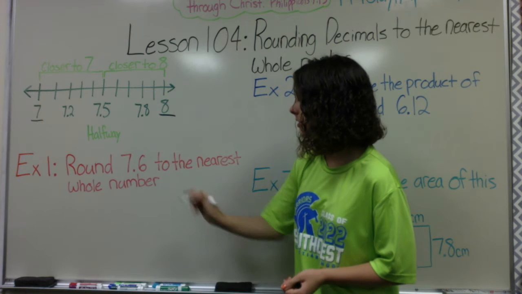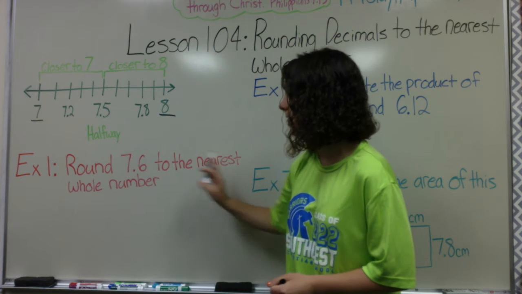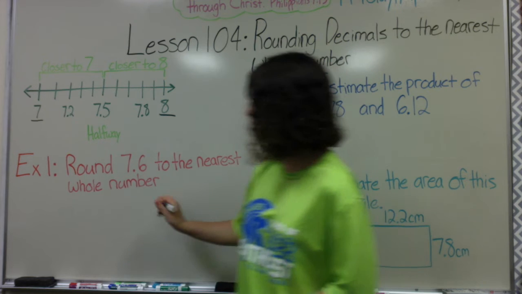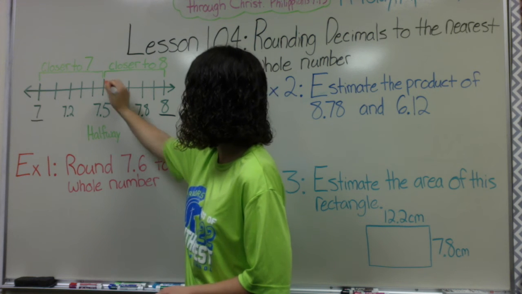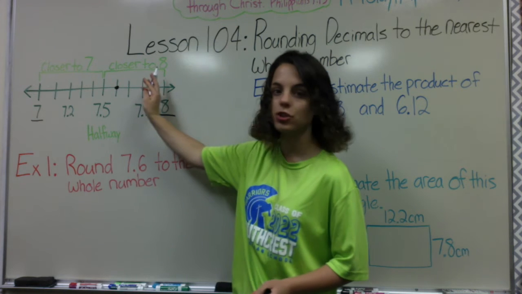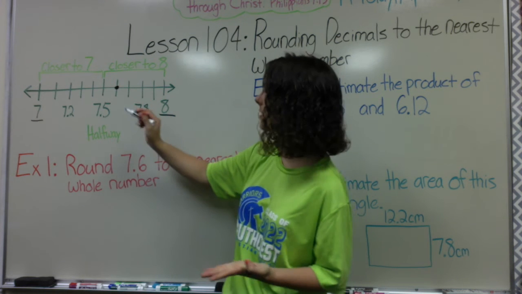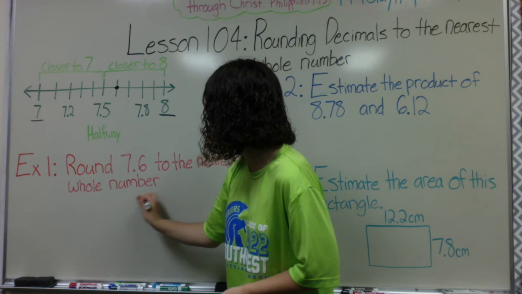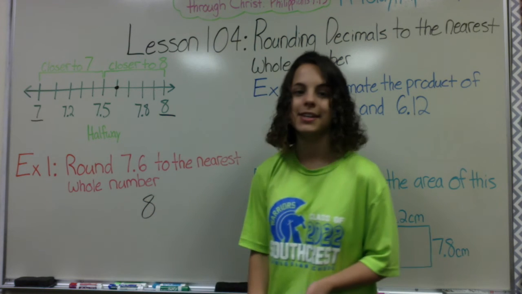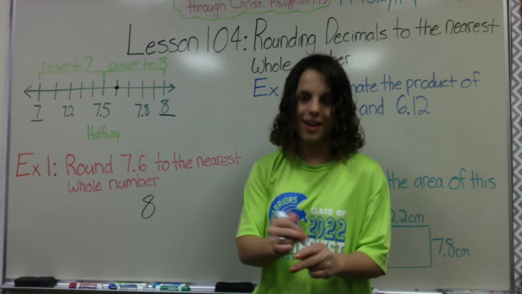Example 1 says to round 7 6/10 to the nearest whole number. So 7 6/10 on my number line is right here, which means it is closer to 8. If you can't read that, I know it's a light green, but it says closer to 8. So that means my whole number I round to would be 8. It's as simple as that.